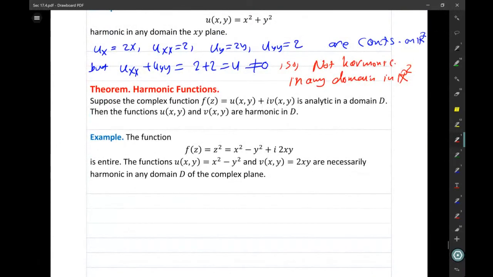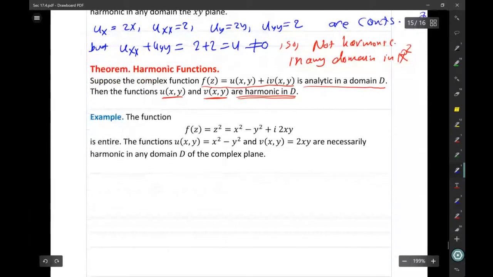There is a theorem here for harmonic functions, which says that if the function f of z is analytic in a domain D, then its real part is harmonic in D, and its imaginary part is also harmonic in D. If the function f of z, which contains a real part plus an imaginary part, is analytic in a specific domain, then the real part is harmonic, and the imaginary part will also be harmonic. Let us check this one.